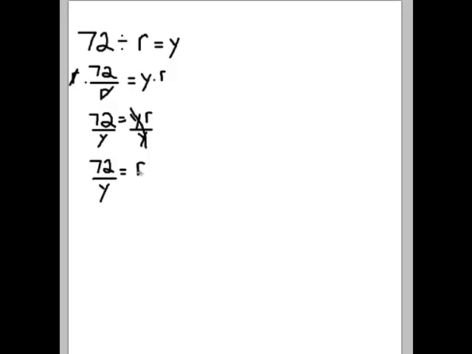Remember, R is interest rate, Y is number of years. So you can leave your equation just like that, that's correct, or you can rewrite it to look like the original equation: 72 divided by the number of years equals the interest rate. That's the equation we're going to use if we have to find what interest rate is needed to double our money.